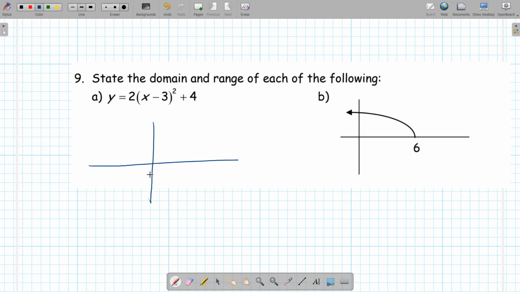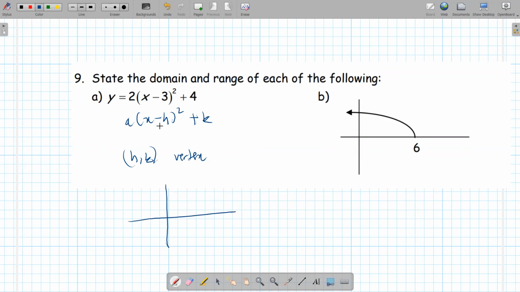Vertex form. Where's the vertex? Isn't it -3? So you compare this with a(x minus h) squared plus k. h comma k is the vertex. So what's h comma k here? It's 3, 4. See, it already comes with a minus sign. So at 3 and 4 is our vertex, right? And this quadratic is opening upwards. So it looks something like that. Cool. So what's the domain of this function?